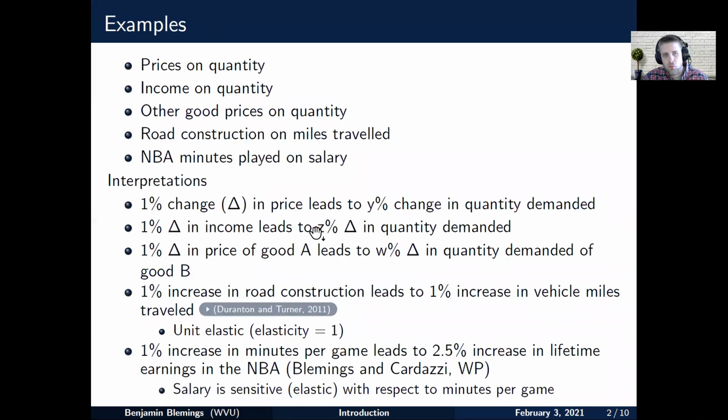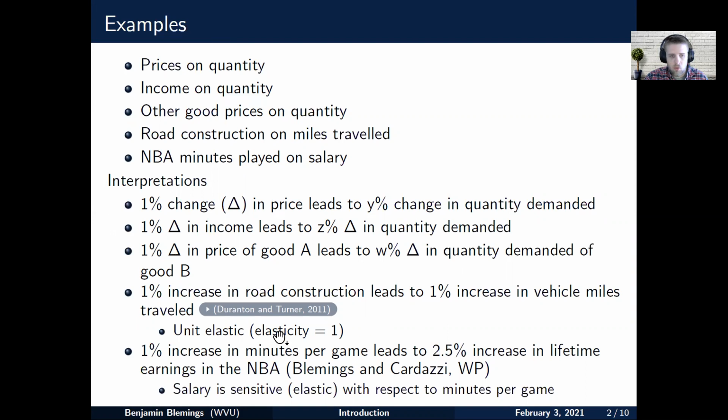All right, so some examples where elasticity is useful. We'll talk about the first two, prices on quantity and income on quantity. You can have cross price elasticity, which is other goods' prices on quantity, and then some examples from the literature. So there's the elasticity of the minimum wage, but I have the road construction on miles traveled and the NBA minutes played on salary. And so economists can estimate elasticities using transformed variables, which is kind of outside the scope of this. But these are the first three bullets for the first three examples.